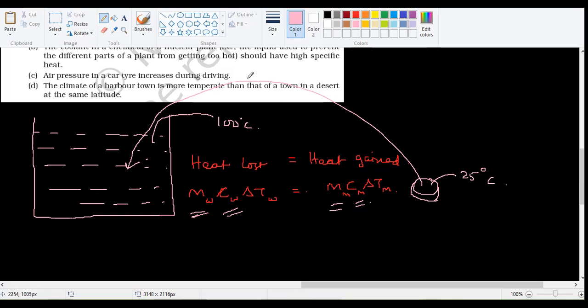In that case, it's possible that you can have an average temperature. But here, the specific heat capacity of water is different. Specific heat capacity of this metal coin is different. Mass of the water is huge, like a big tank. Mass of the coin is very, very small, which means it will not come to the average temperature. So that's what you're supposed to write.